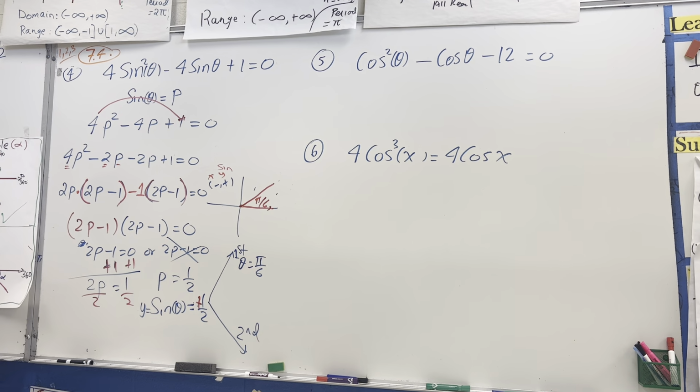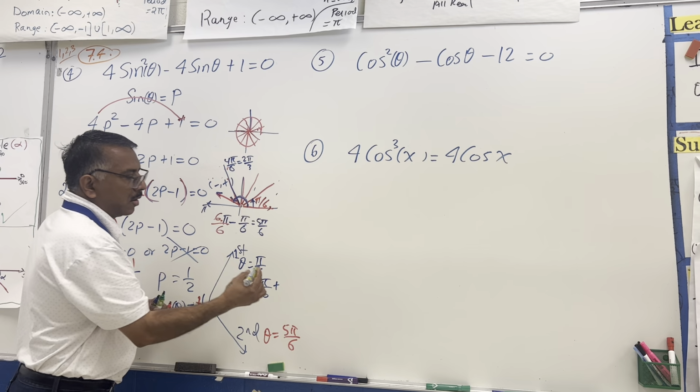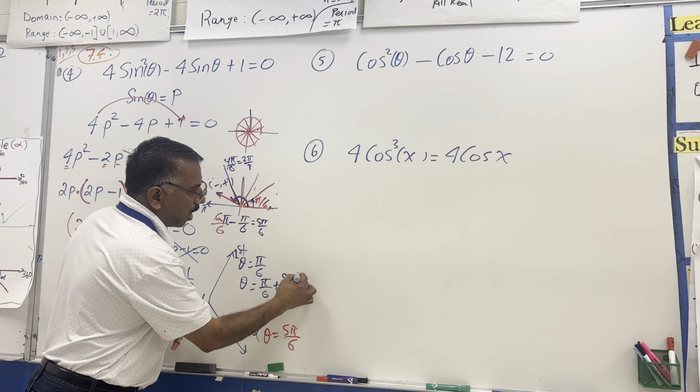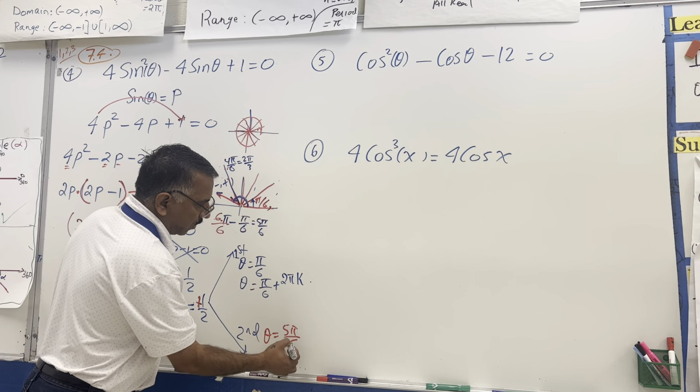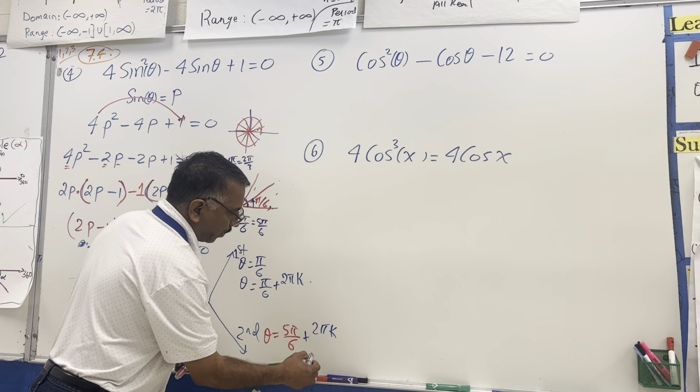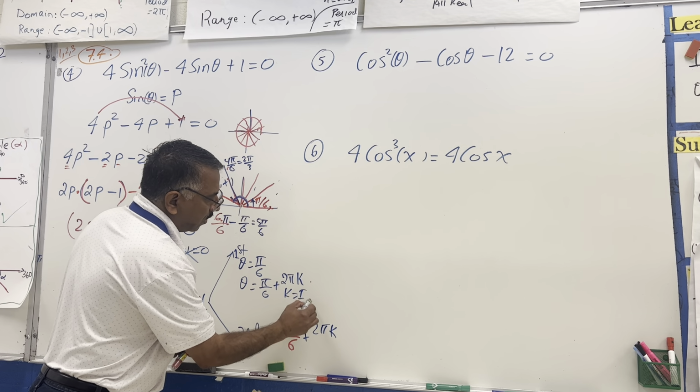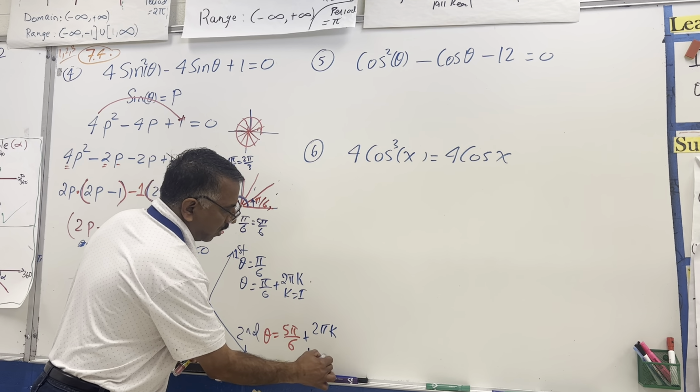Okay. So that's why this is 5 pi by 6. Now once you get this, just write theta is pi by 6 plus, and because the period of sine is also 2 pi, you just write 2 pi k. And here you write this one is 5 pi by 6. So this is one of the angles, and the other angle will be plus 2 pi k, and k is an integer.